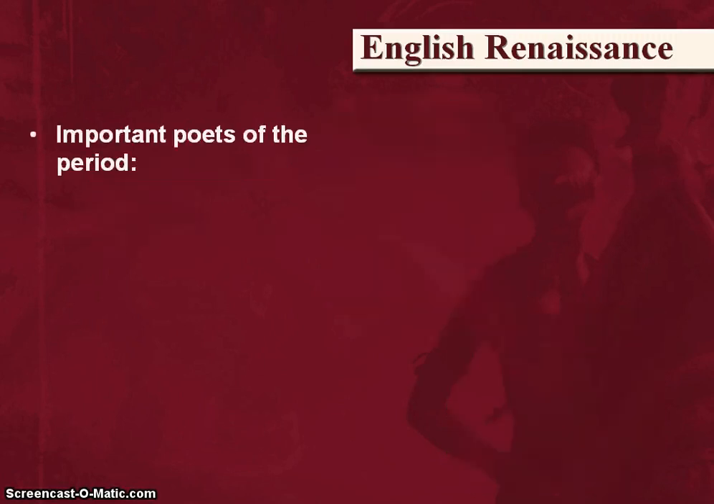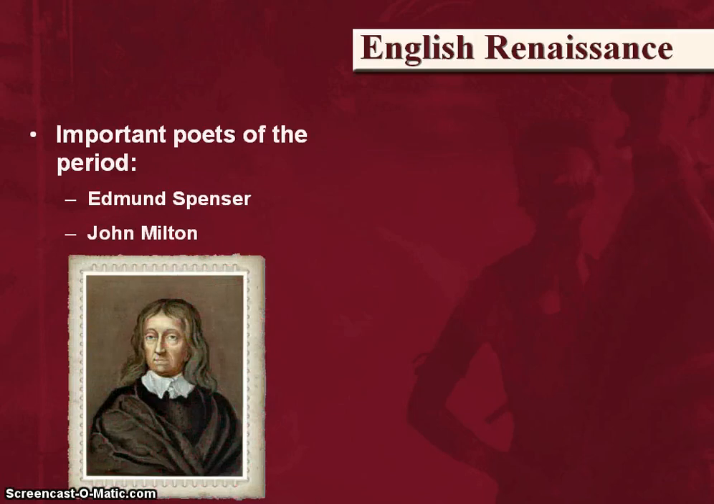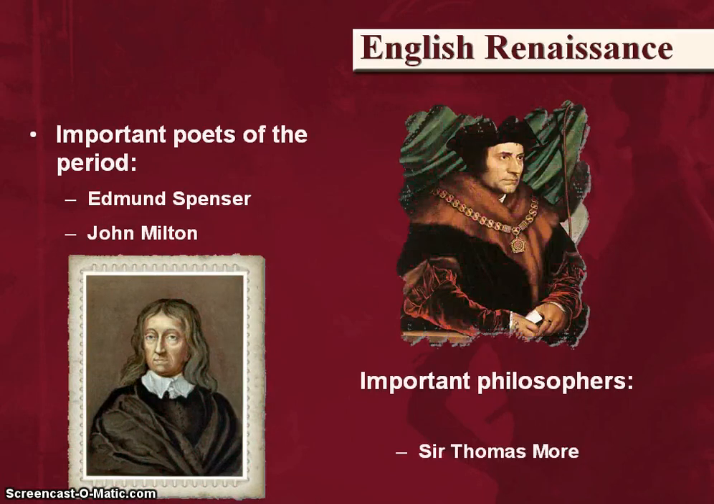Other important writings were produced during the English Renaissance, such as works by Edmund Spenser and John Milton, and by English Renaissance philosophers such as Sir Thomas More and Sir Francis Bacon. So, poets, Spenser and Milton, philosophers, Bacon and More. I would suggest that you do a little bit of background research to understand the philosophies behind Bacon and More's ideas.